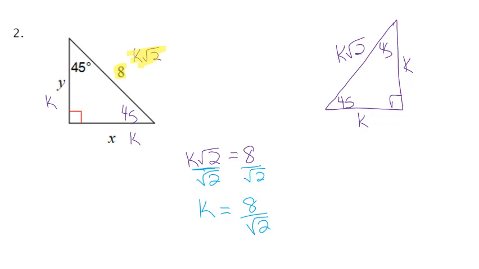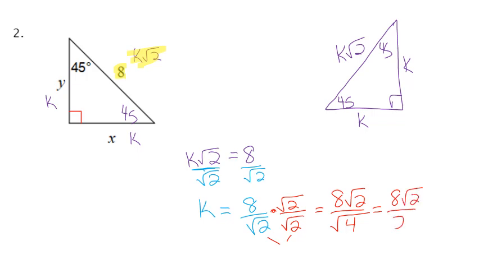And if we remember, we can't leave our answer like that. We have a radical 2 on the bottom, so we're going to have to rationalize this out. Remember, anytime you have a radical on the bottom, we have to get rid of it. So I'm going to multiply the top and bottom by radical 2. On the top, I have 8 radical 2. On the bottom, radical 2 times radical 2, 2 times 2 is 4. So 8 radical 2 over the square root of 4, which is 2.